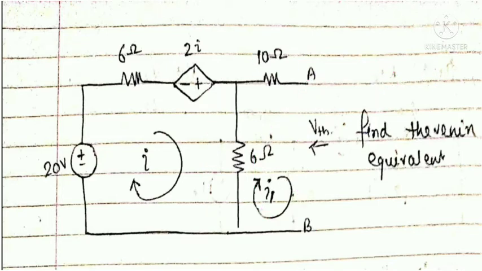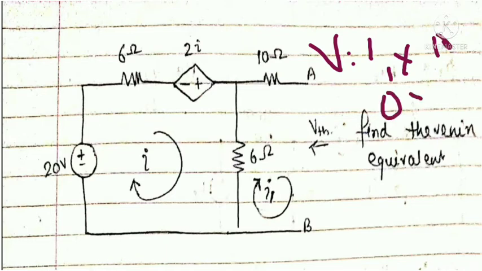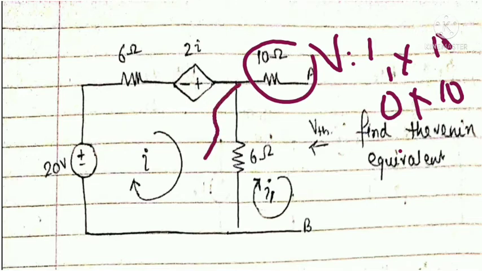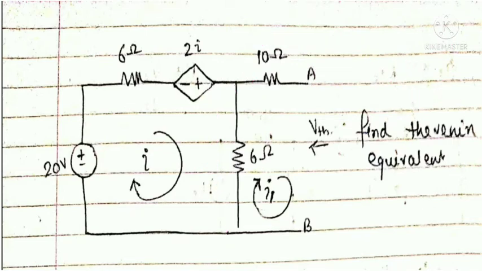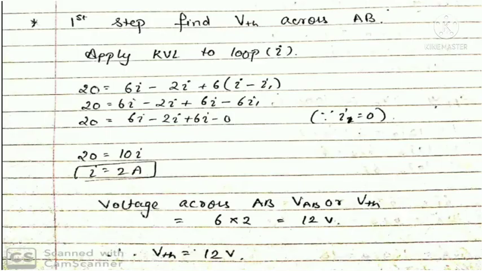How is it equal to 0? V is equal to I1 into 10, I1 is 0, into 10 is equal to 0. So the voltage across this is also 0, and we have to find the voltage across this 6 ohm, and this is your VTH. So that's why I have written I1 equal to 0, and I is equal to 2 ampere.